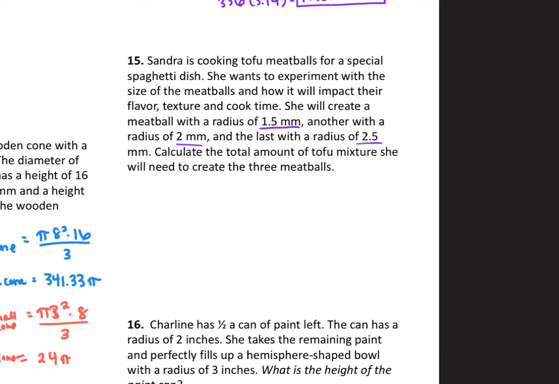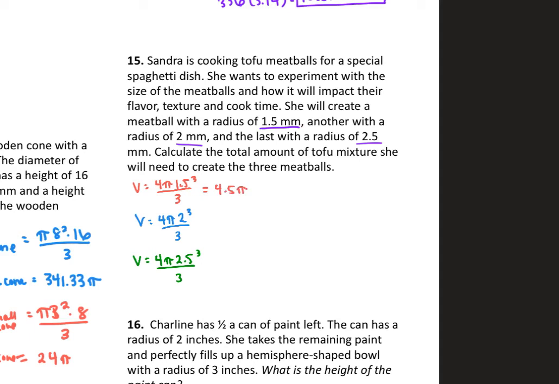All right, so now to find the volume of each one, and then we're going to add it together. Starting with the first one, it's a sphere, so the formula is 4 pi times the radius cubed divided by 3. The second one is going to be 4 pi times 2 cubed divided by 3. And the third one is going to be 4 pi times 2.5 cubed divided by 3. So with the first one, 4 times 1.5 cubed divided by 3, we get 4.5 pi.